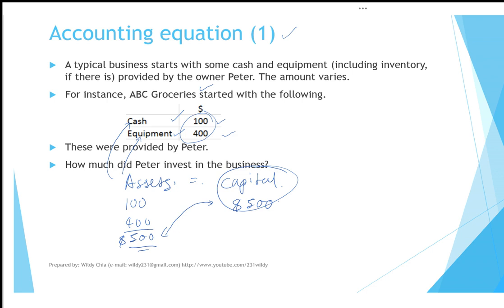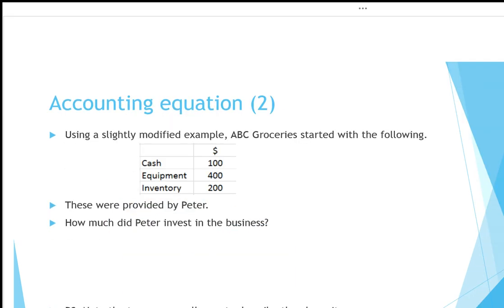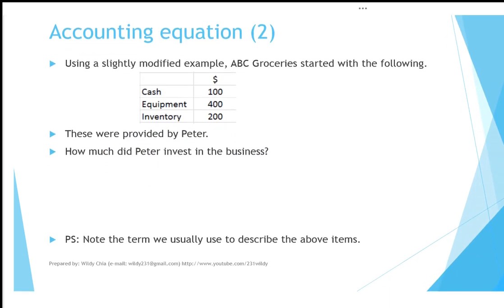Let's look at something a bit more interesting. Now, businesses obviously are not that simple in real life. Businesses could have a lot more things, not just cash and equipment, but also inventory. Inventory would be any goods that are bought for the purpose of resale. In this case, Peter provided all these items. So we go through the same question: how much did Peter invest in the business?